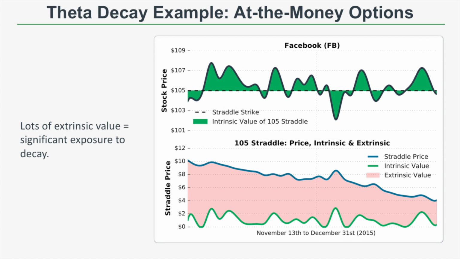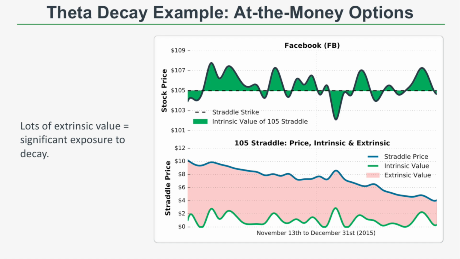In this next example, we're going to look at the money options. In this particular example, we're looking at a straddle. A straddle consists of a call and put at the same exact strike price. In this example, the strike price of the straddle is $105. And as we can see here, the stock price trades right around $105 over the entire period.